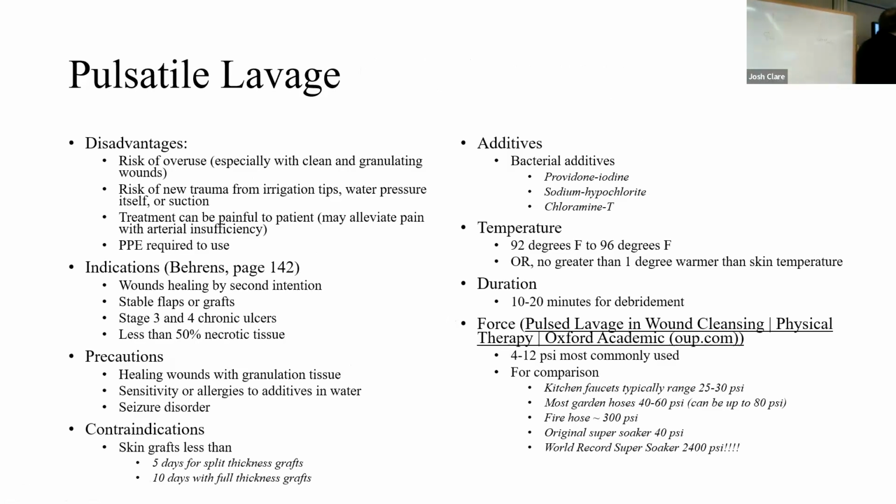So disadvantages, risk of overuse. Non-selective wound debridement, including wet to dry dressings we talked about, pulsatile lavage, whirlpool. We're going to get some dead tissue, but we're also going to get some granulation and maybe some epithelialization tissue as well. So some of the good tissue we want, we're going to be taking that away. So that's a disadvantage.